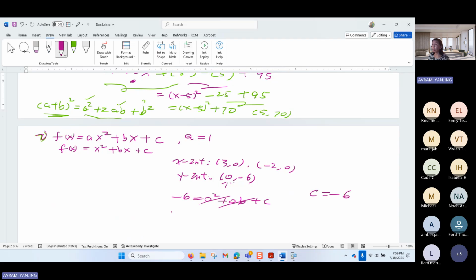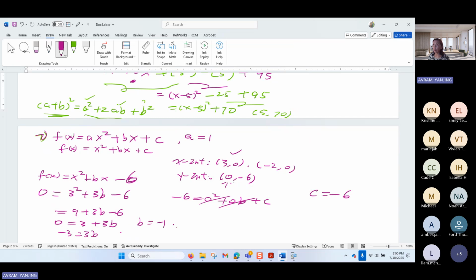And a is already 1, right? And then you just need to find b. So f of x equal to x squared plus bx, c is negative 6 here. I'm just using this point to find b. So y is 0, x is 3. 3 squared plus 3b minus 6, so that's 9 plus 3b minus 6. 9 minus 6 is 3. Then subtract 3 on both sides, divide by 3, so b is negative 1. All right, so I have my f of x equal to x squared minus x, since b is negative 1, and c is negative 6.